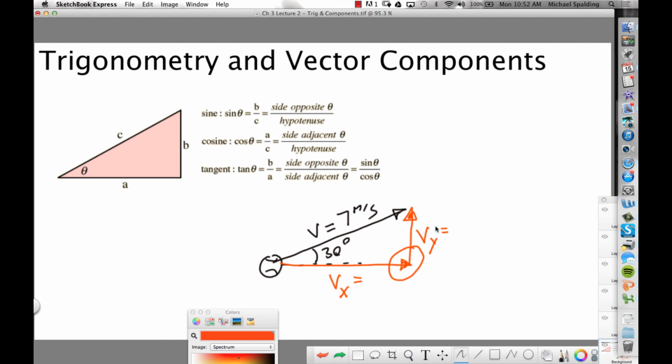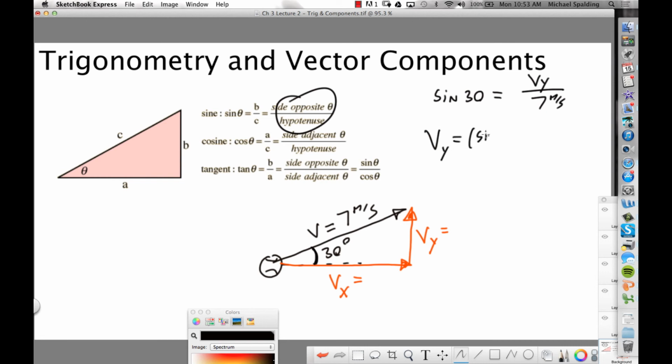Now, how can we get the components Vx and Vy? By using trig, right? So for example, let's start with Vy. How could we solve for Vy? Well, we got this 30-degree angle, we have the hypotenuse, so what's going to do it? Sine, cosine, or tangent? Sine. So you go sine of 30. What's the definition of sine right here? Sine is opposite, which is Vy, over hypotenuse, which is 7. So Vy is going to be sine 30 times 7 meters per second, which gives us 3.5.